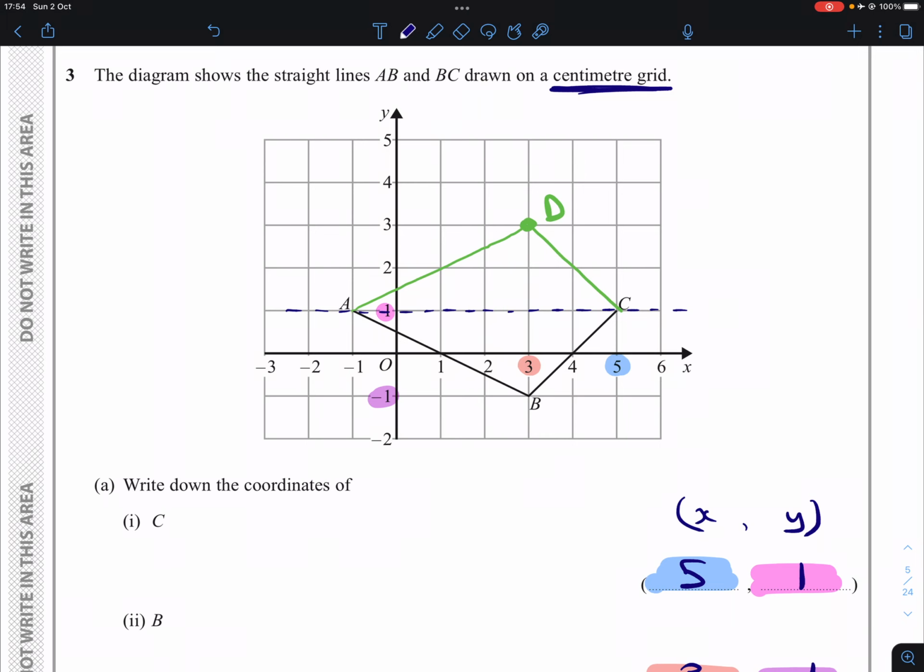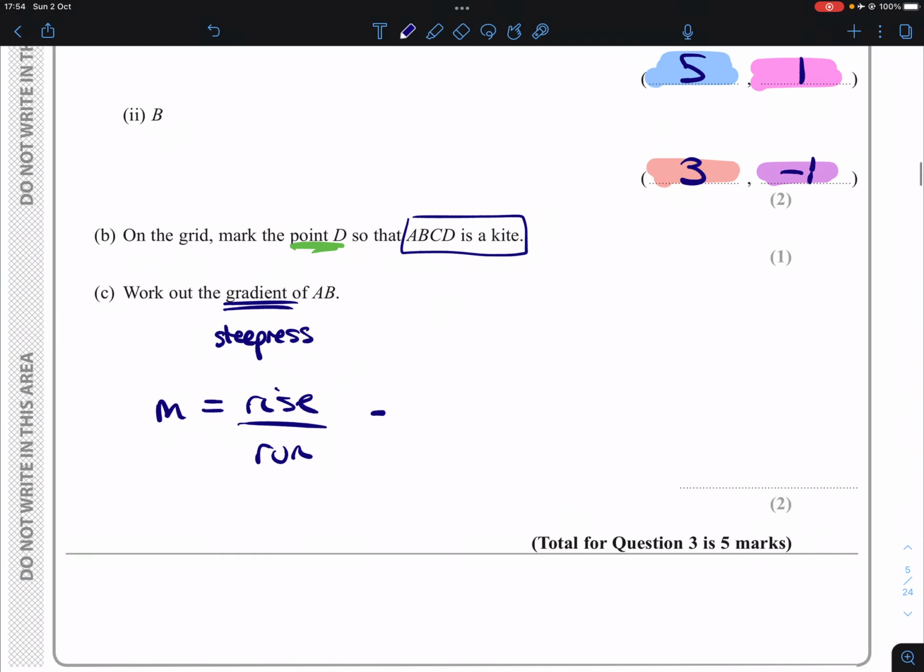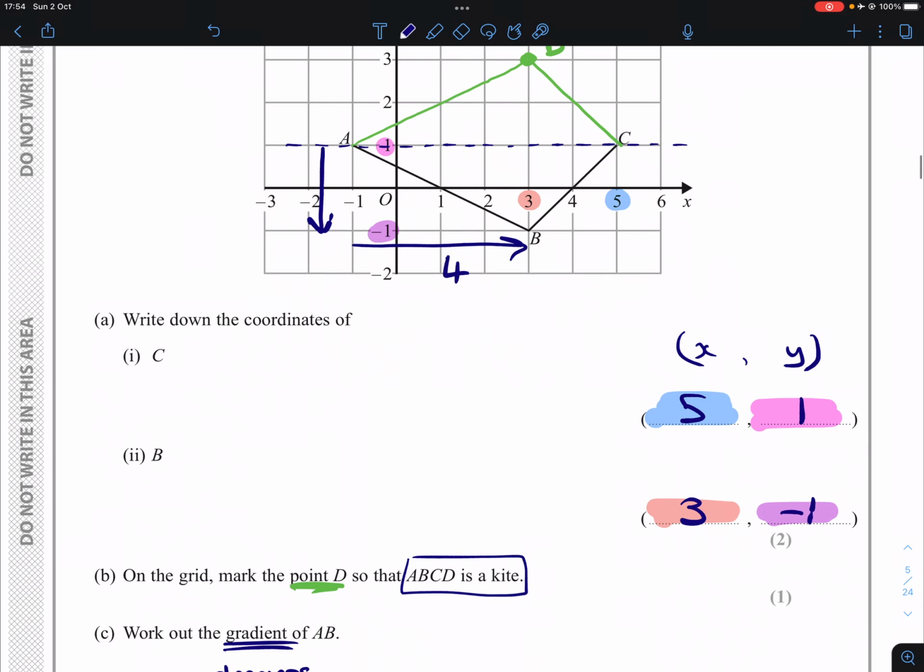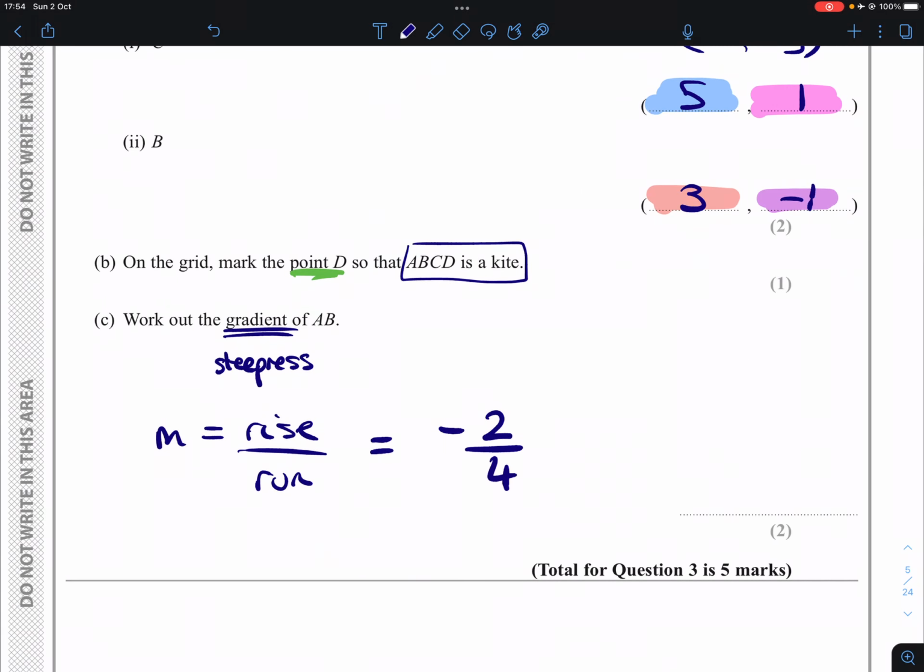Now this line AB actually goes 2 down, so the rise is actually going to be -2 to signify the fact that it's going down 2, and a run, or how far you go to the right, is going to give us a 4, so it will be a 4 across. That will then simplify to give us -0.5.